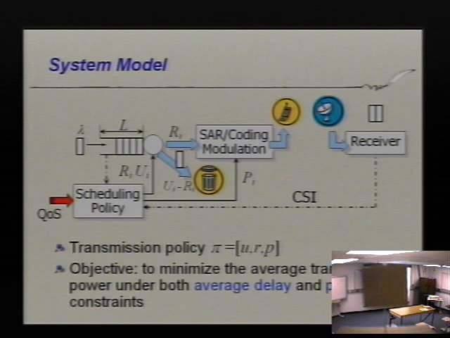The values of RI, UI, and PI are determined by the scheduling policy, which is based on the channel state information feedback and the queue length. So the transmission policy is actually a sequence of triple vectors: residual rate, transmission rate, and transmitting power. In each block time, more than one packet can be encoded and transmitted. Our objective is to find the optimal transmission policy that minimizes average transmitted power under both the average buffer delay and the packet loss constraint.